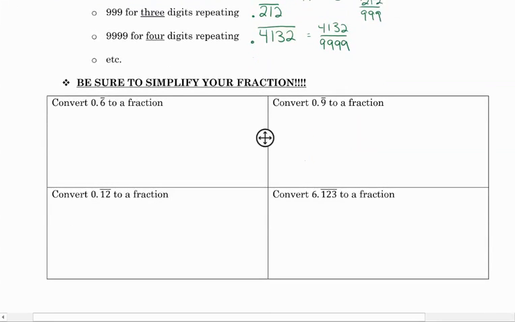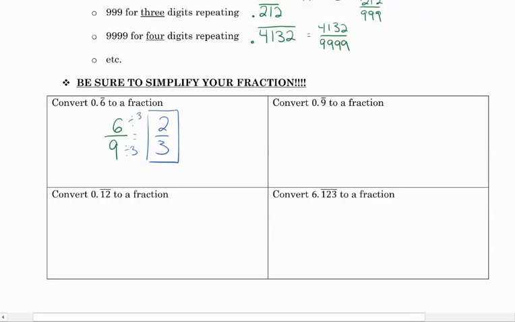So to practice, if I have 0.6 repeating, so 0.66666, so on and so on, it would be 6 over 9. Now that is simplifiable. I can divide by 3, and that gives me 2/3. So my simplified fraction for 0.6 repeating is 2/3.